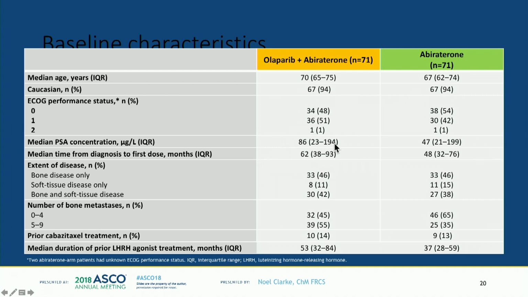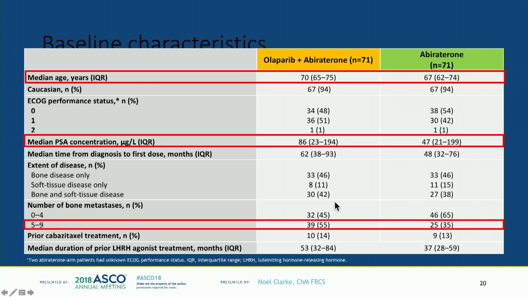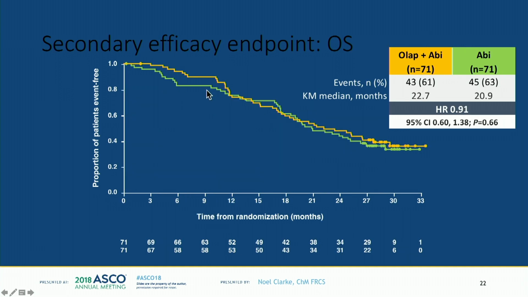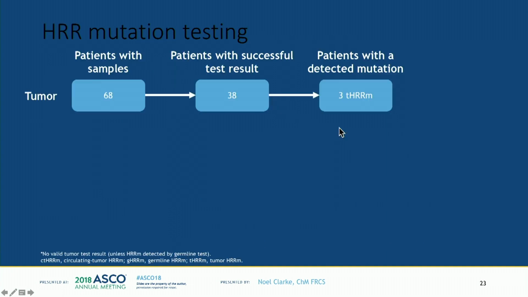Well-balanced in terms of their median PSAs, about 86, extent of disease, and number of bone metastases. These patients could have had prior chemotherapy. When we look at the investigator-assessed radiographic progression-free survival, we do see a difference, and it's in favor of the combination. It's about a 5.6-month difference in progression-free survival. Overall survival is not mature yet, with a hazard ratio of 0.91, but we don't see a difference at this particular point. Remember, that was not a primary endpoint.